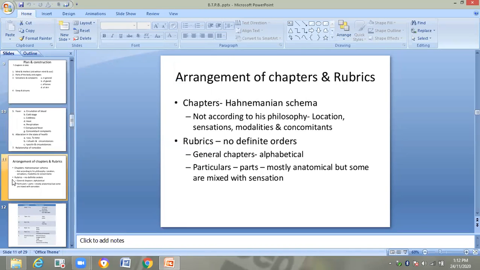Then there is the arrangement of rubrics. It is not according to his philosophy, that is location, sensation, modality and concomitant. Rubrics have no definite order. General chapters are alphabetical. Particular parts are mostly anatomical, but some are mixed with sensation.